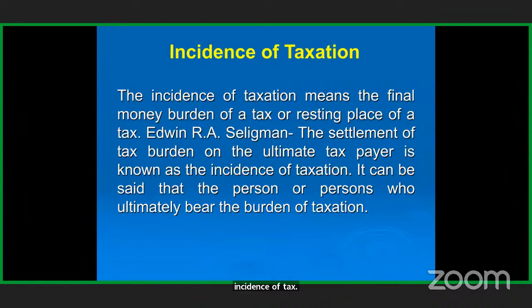Dalton defined tax incidence as: to every shilling of revenue raised, there corresponds a shilling of direct money burden or incidence falling upon someone. As per Dalton, it is to be found out who ultimately pays this one shilling. So the final or ultimate money burden of a tax is known as incidence of tax.